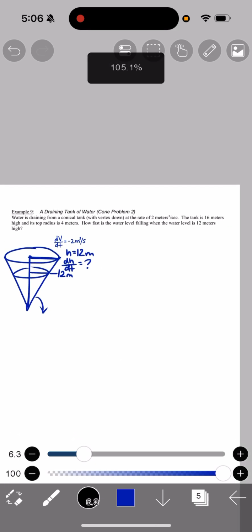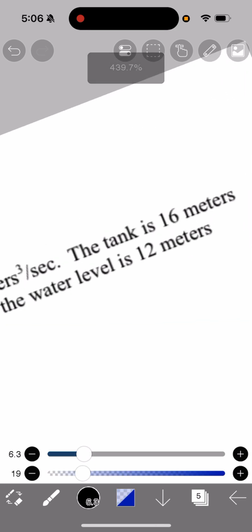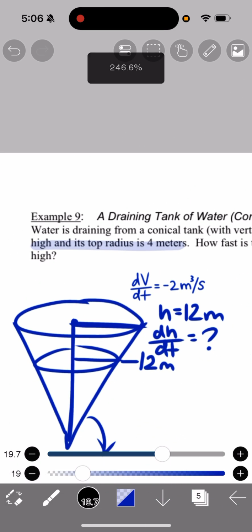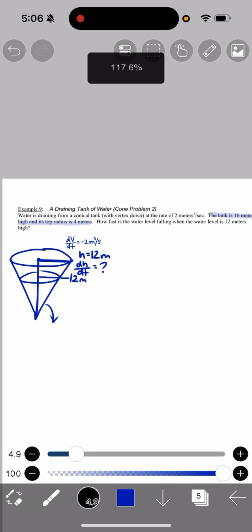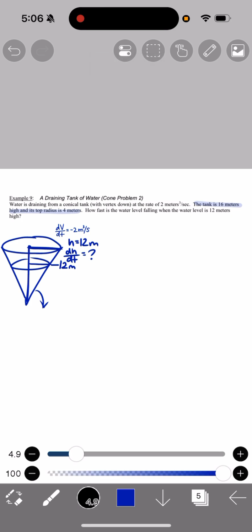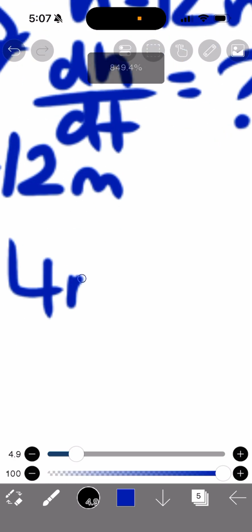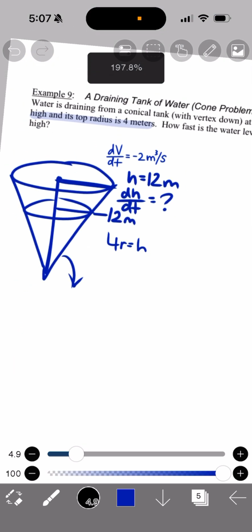So, we have to use this part here to figure out what is going on. The tank is 16 meters high, and its top radius is 4 meters. So if you look at that, the radius is 4, the tank is 16. So height is 16, radius is 4, which means the radius multiplied by 4 is going to equal the height. So 4r equals the height. We know that is the relation.